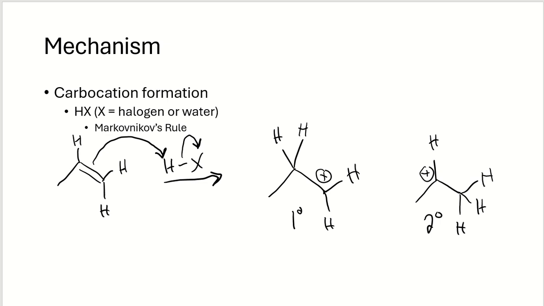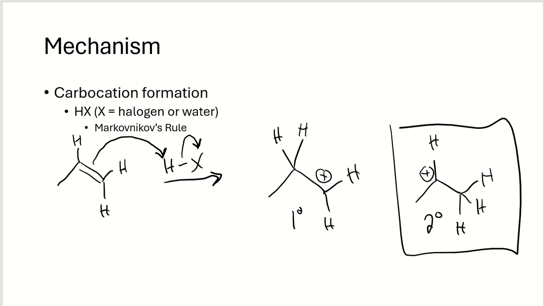The other piece that we're missing here, which is going to be the X minus, we'll see where that comes into play in the next step. But before we do, we have to decide which of these two intermediates is more likely. Remember, the more substituted, the more stable. Secondary is more stable than primary. So the secondary carbocation is actually what is going to form.